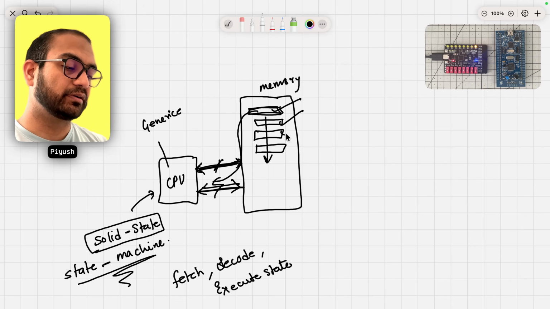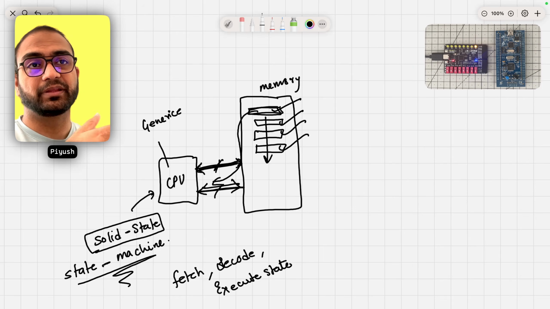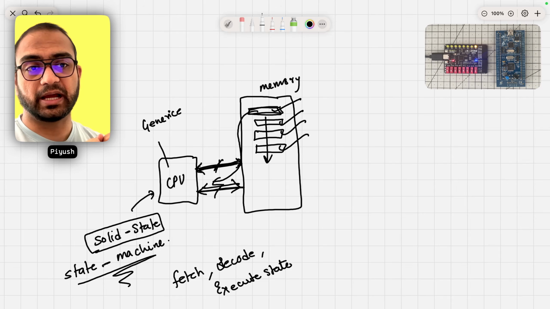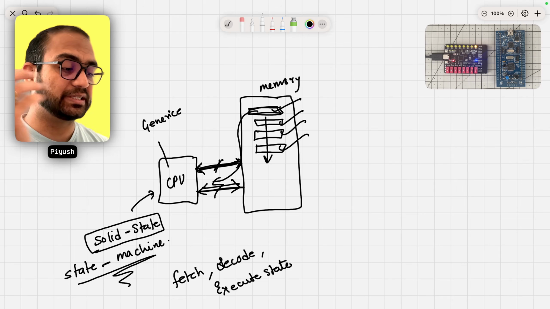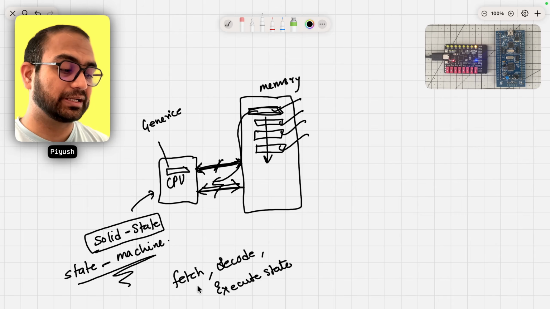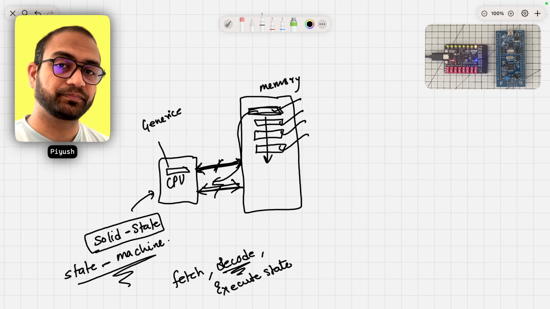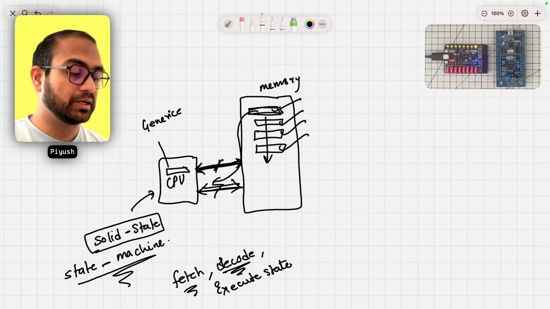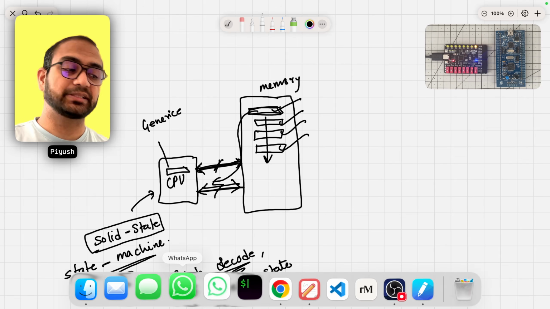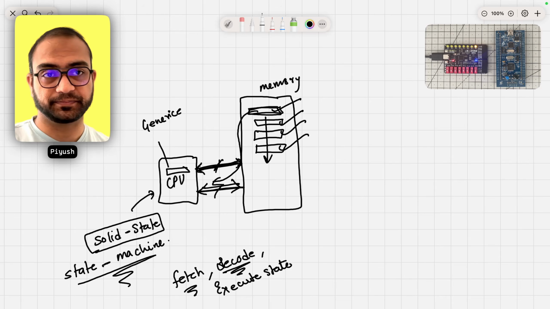Now, the way the CPU is designed, it is going to read the memory and infer the value being read to be either an instruction or data. If it's an instruction, it will, so to speak, decode. So fetch is going and getting stuff from the memory. The decode essentially means, okay, this is an instruction, now I need to do some action.